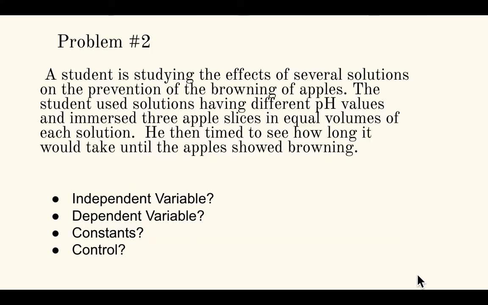All right, so here's your second problem. A student is studying the effect of several solutions on the prevention of browning of apples. The student used solutions having different pH values and immersed 3 apple slices in equal volumes of each solution. He then timed to see how long it would take until the apples showed browning. So reading this problem, what is his independent variable, dependent variable, constants, and controls? Jot them down and let's see if you're correct.